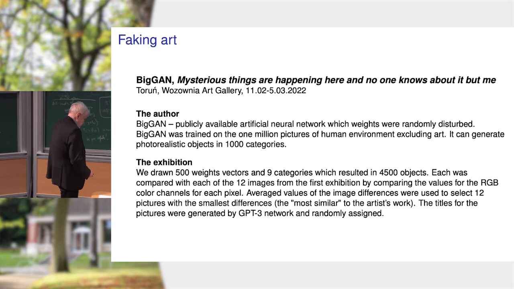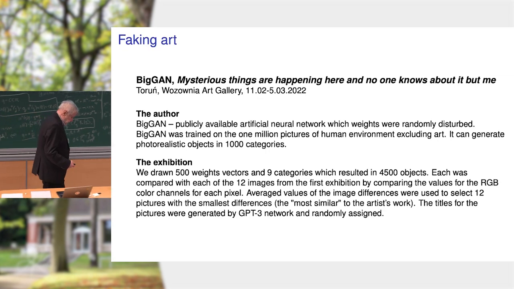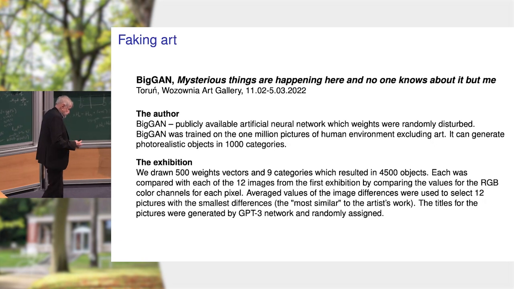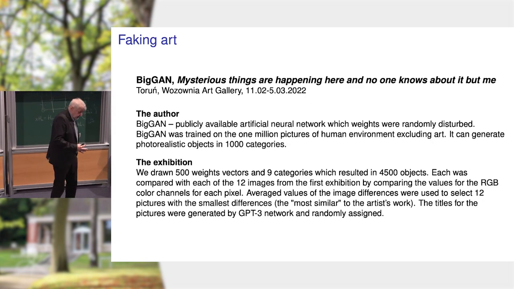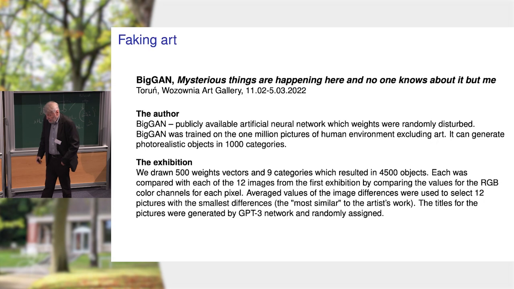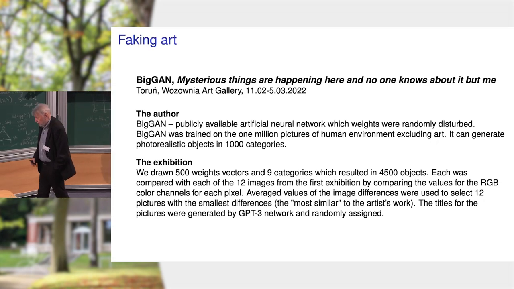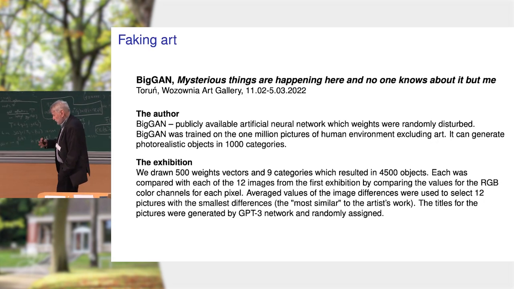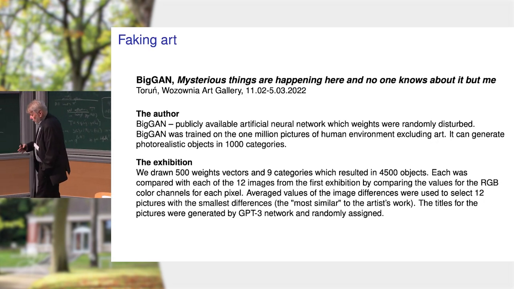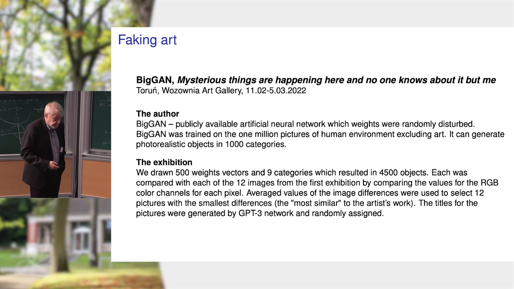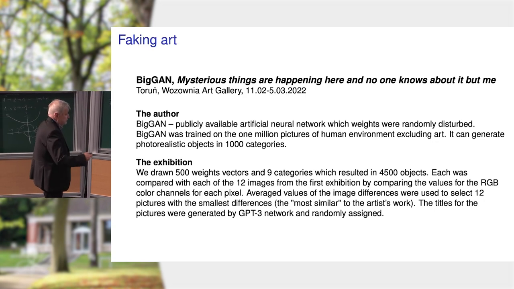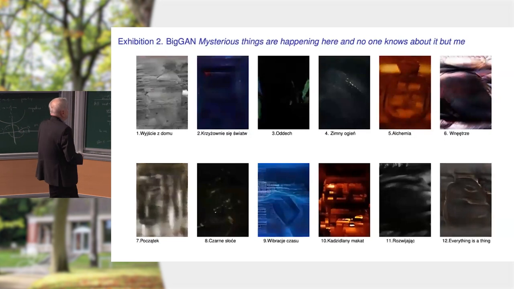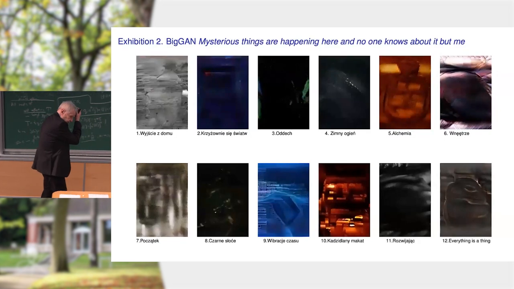So we produced several thousand of these pictures. Then there was a procedure of selecting the pictures which were closest to the pictures of the artist, just by some trivial comparison of intensity and color of the pixels, and some distance function. These are the pictures produced by our network.